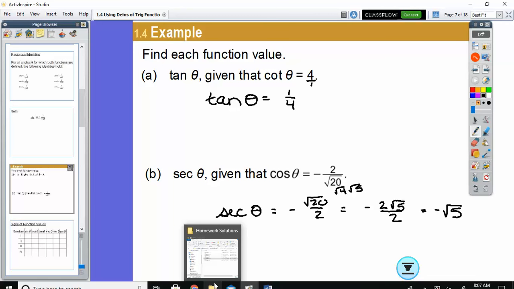All right, so if you know one, it's easy to find the reciprocal. Just, if it's already a fraction, flip it. If it's not written as a fraction, just put it over 1 and flip it. Okay?